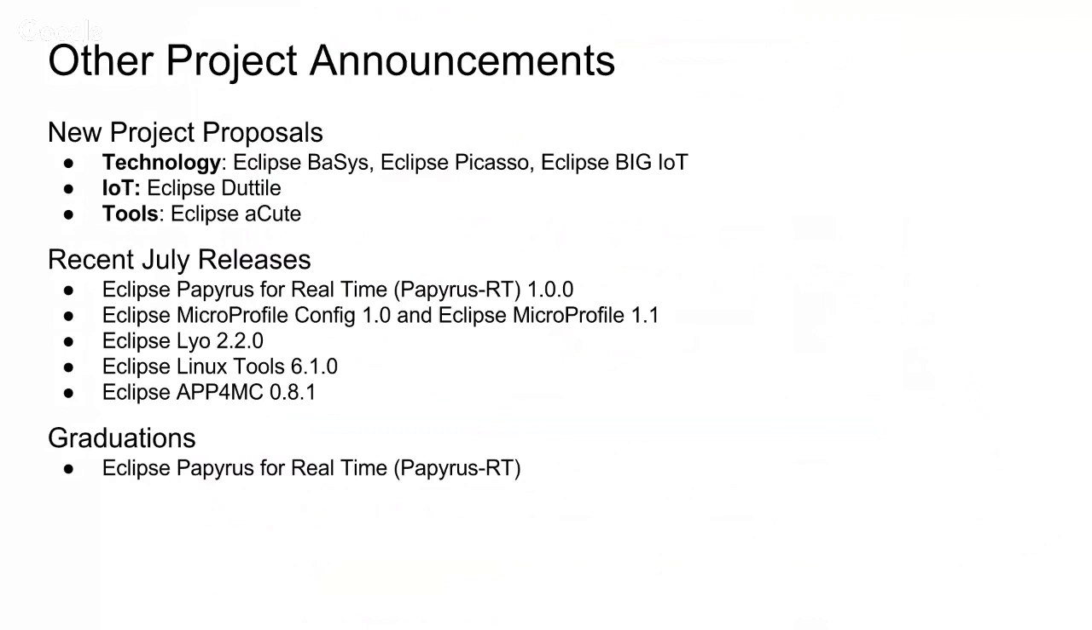And the Micro Profile itself, 1.1, Stephanie, did that actually release already? It did, okay. So that is the entire Micro Profile project as it exists. Eclipse Leo, Eclipse Linux tools, and the App4MC project have all done releases as well.